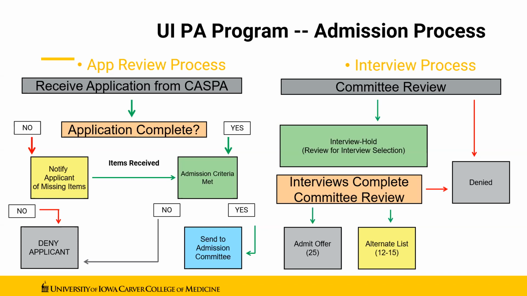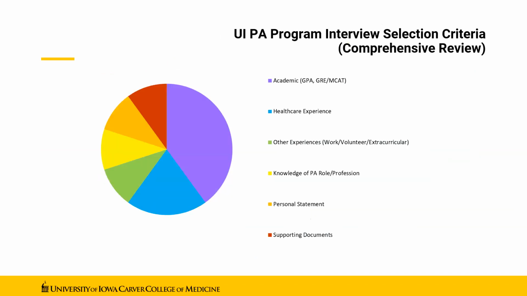Students will go through the interview process and they will either be offered admission, be denied admission based on the interview process, or be placed on the alternate list. The alternate list is the list that we select students from if a student declines our admission or changes their mind after they accept our admission. The alternate list is where we pull students from as we go through the process. So here are interview selection criteria.